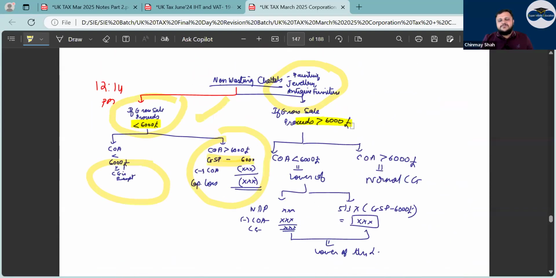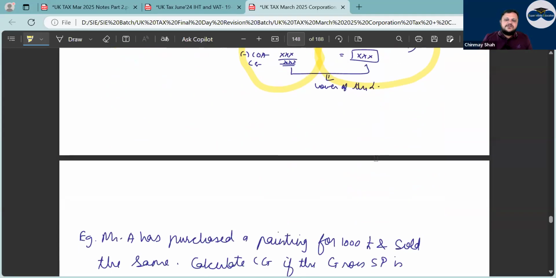6,000 GSP. Then if gross sale proceeds are greater than 6,000 and cost of acquisition is less than 6,000, it means your higher capital gain will be there. But what does the law say? Do the normal CG calculation. Also do another calculation: 5/3 into GSP minus 6,000. Whichever is lower will be taxed as CG. Then if GSP is more than 6,000 and cost of acquisition is more than 6,000, fully normal CG taxation will happen.